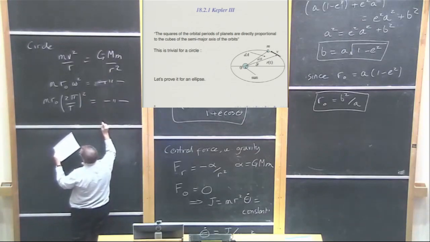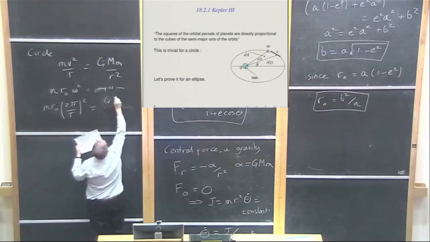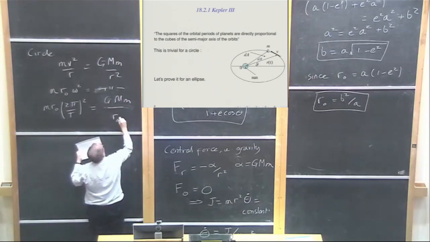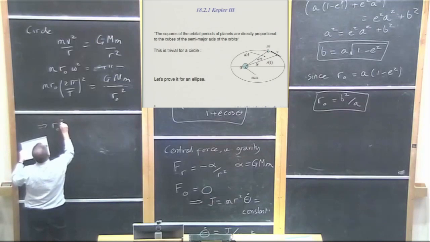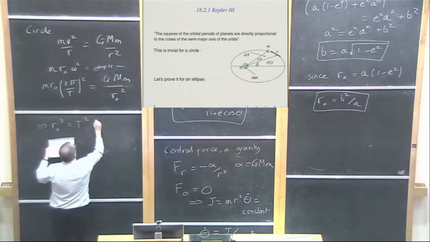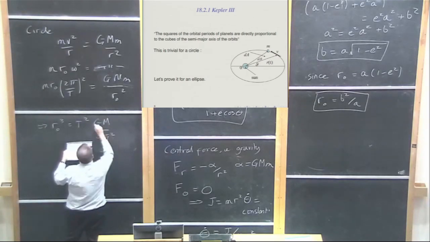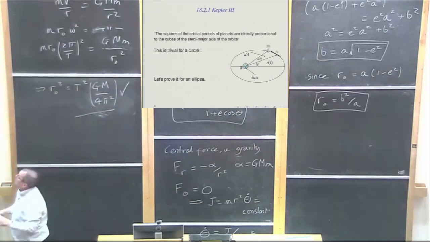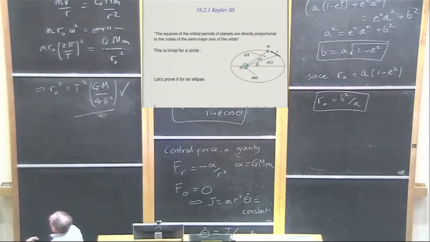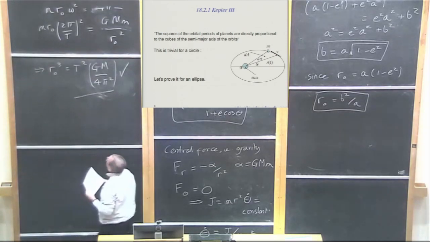And so, just checking. So let me write all of this out again. This is R0 squared on the bottom. So multiplying through, we get R cubed equals T squared over GM over 4 pi squared. So this is correctly demonstrated, because a circle is a special case of the ellipse, and the radius of the circle in that case corresponds to the semi-major axis of that ellipse.